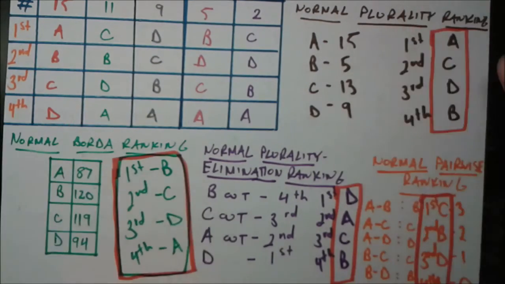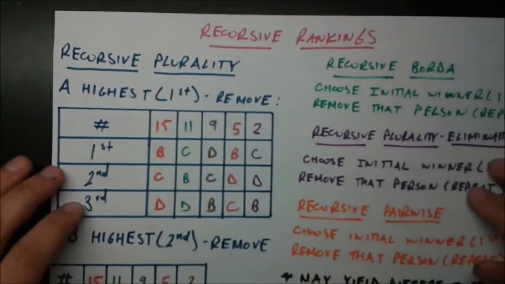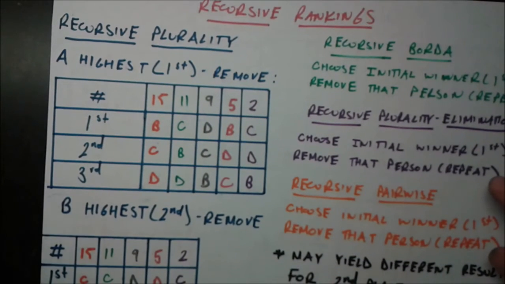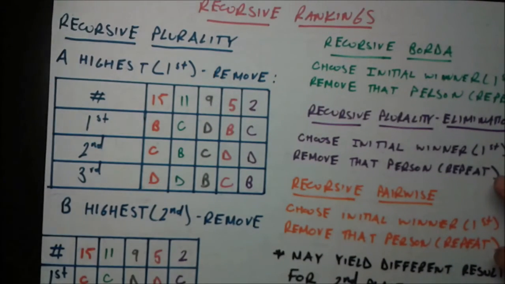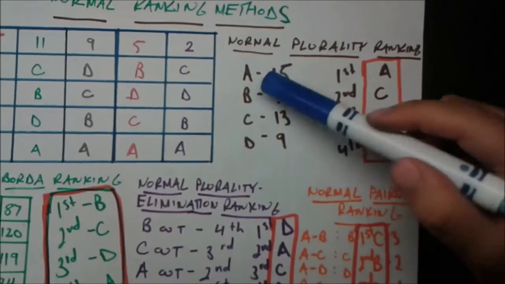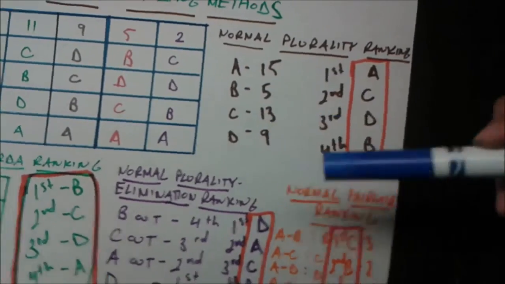But this is possible. So this is the normal ranking methods, and on the back of this paper, we'll talk about the recursive ranking methods. These are a little bit more complicated, but we'll get the hang of it after we do one of them. On the back of this paper here, we did normal plurality ranking, where we just found the number of first place votes and we ranked them according to who had the most, who had the least.